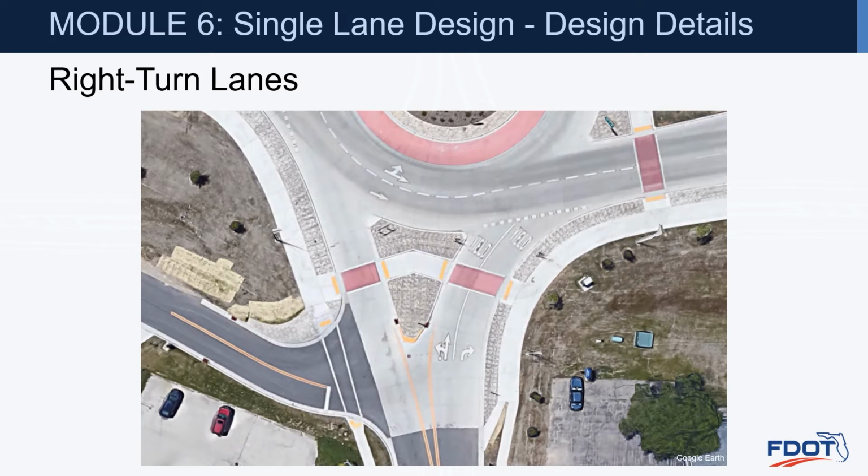And here's an example of an entry design that has a right turn lane in it. You can see that it flares from a single lane to two lanes, the left one being a left through only and then the right turn only.